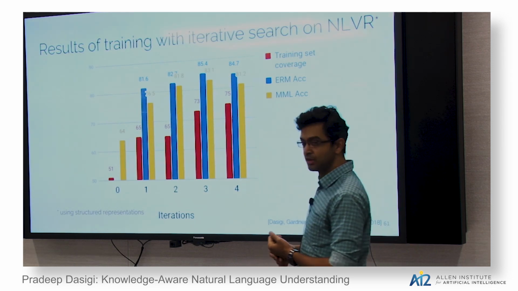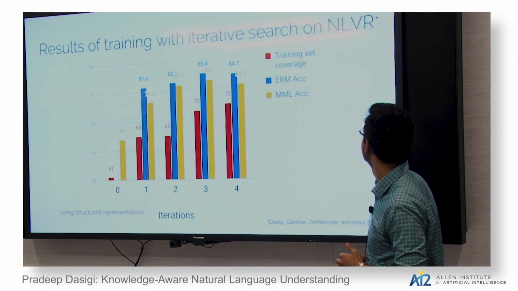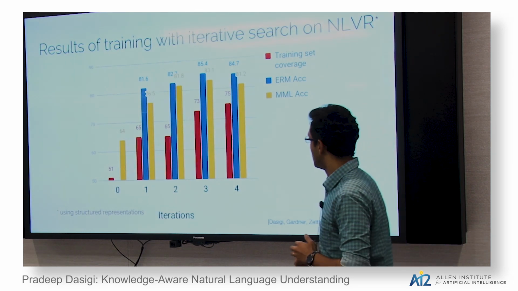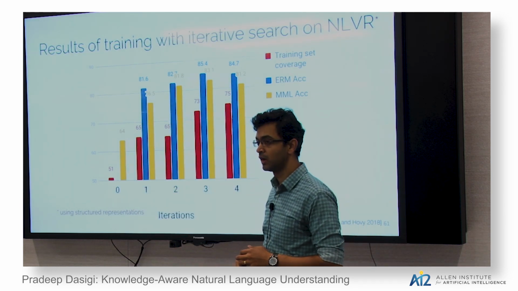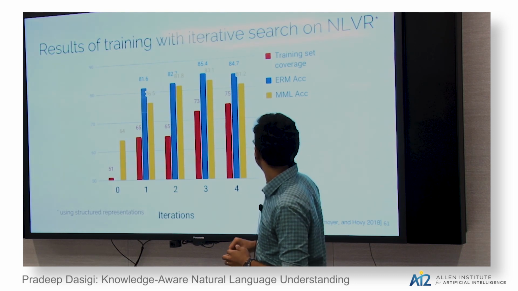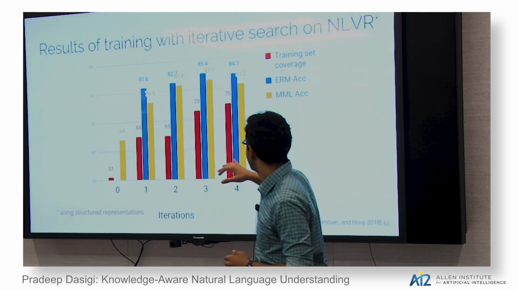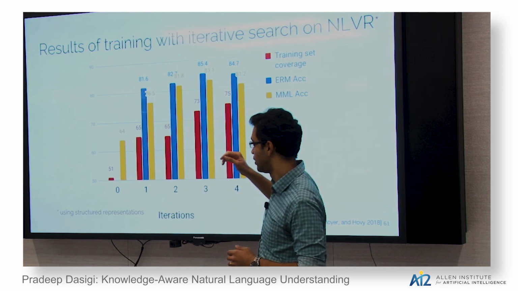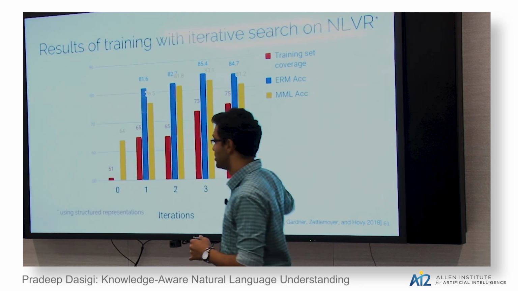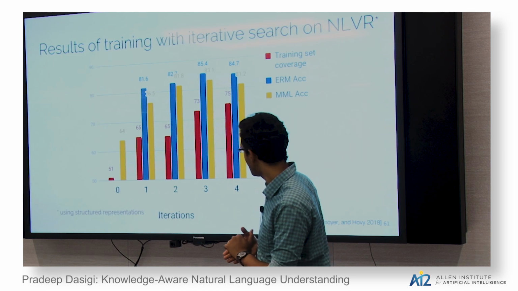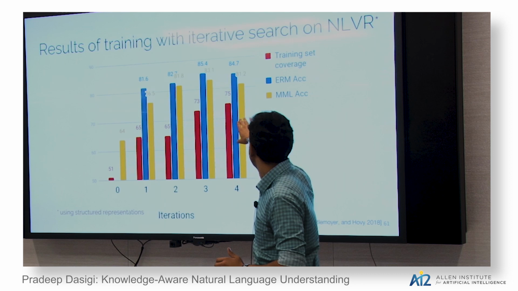These are the numbers coming from various iterations of doing iterative search on the NLVR dataset. This iteration 0 here is using the seed set of logical forms. What I've shown here are the accuracies from the MML model, or the offline search model, and the ERM model, which is the online search model. And as you can see, both the numbers keep on increasing until iteration 4.